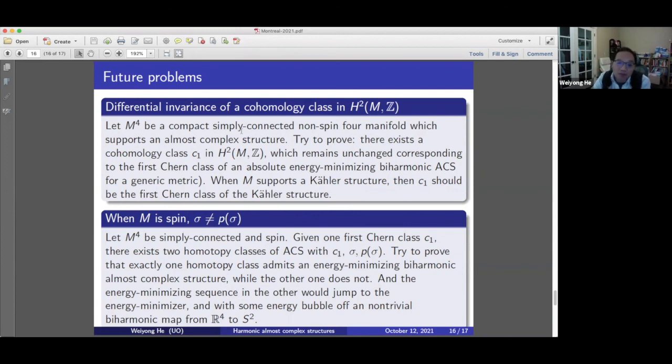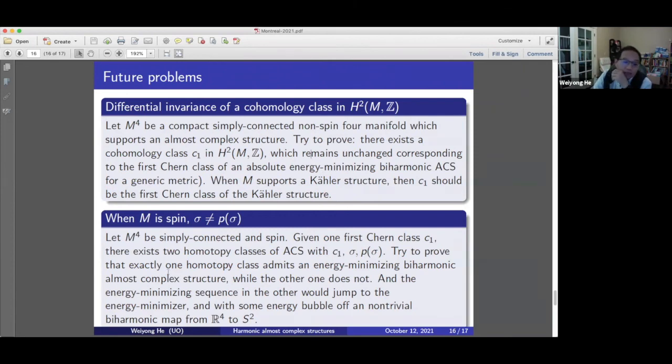So in particular, when M supports a Kähler structure, then this first Chern class should be just the first Chern class of the Kähler structure. Suppose this statement coincides with some known statement already in four-dimensional geometry from the Seiberg-Witten theory, since I'm not an expert in that direction, definitely. So I will not discuss the details of this. But I believe this should be true, but I do not know how to prove it. So that's the big question I have in mind, why I'm interested in these kinds of objects.